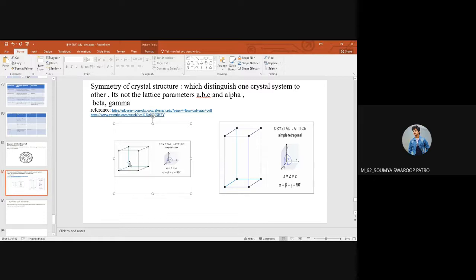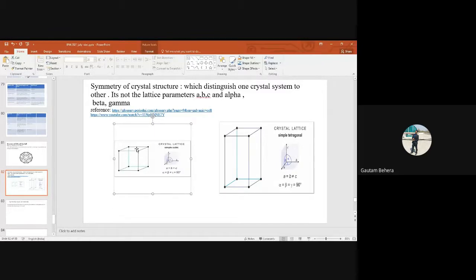Sir, in the first figure, all the sides are equal in length, and in the second figure, A is equal to B, but they are not equal to C. Very good. So you can see here, this is a cubic structure. If you remember, I was talking about the structure of iron.